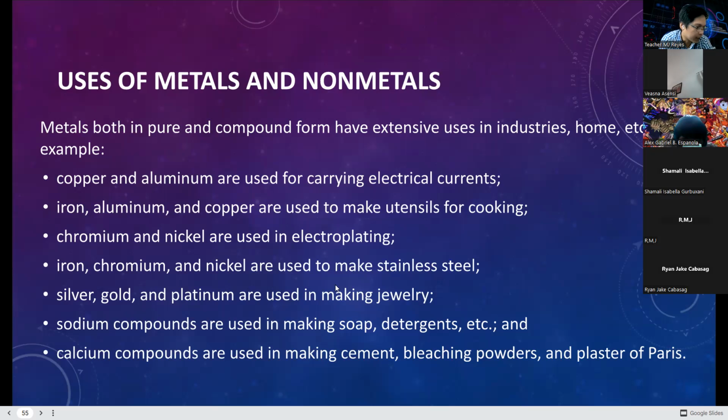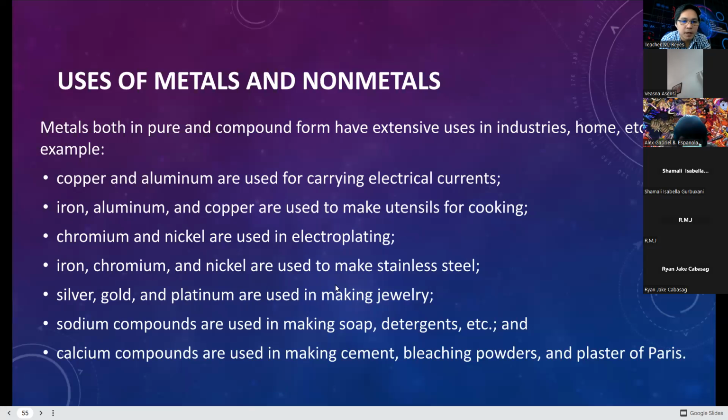Electroplating is done when you want to cover something, for example, with silver or with gold. So we need electroplating. Iron, chromium, and nickel are actually used to make stainless steel. We have a lot of stainless steel condiment holders. We also have a lot of stainless steel equipment for cooking, correct?